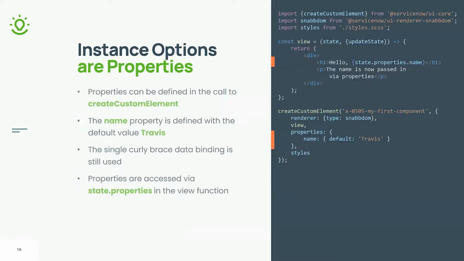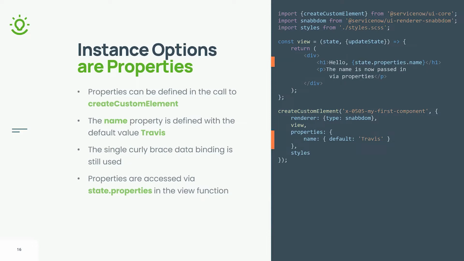And let's take a look at the code. So first of all, take a look at that second orange line down there, where it specifies the properties inside of that create custom element call. And you'll see that we've defined a property called name. So this whole scaffolding is setting up our Now Experience component. This is some of the boilerplate scaffolding that is required. And the properties are basically equivalent to instance options.